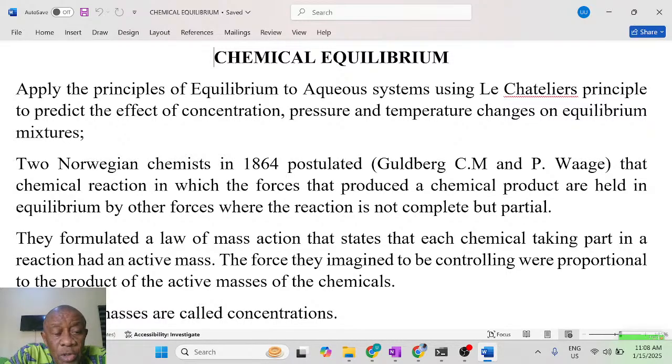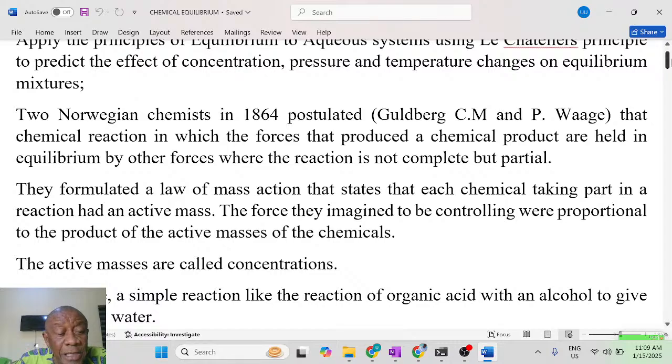of mixtures. Two Norwegian chemists, Guldberg and Waage, postulated that in chemical reactions, the forces that produce products are held in equilibrium with other forces, where the reaction is not complete but partial. They formulated a law of mass action that says that each chemical taking part in a reaction has an active mass.